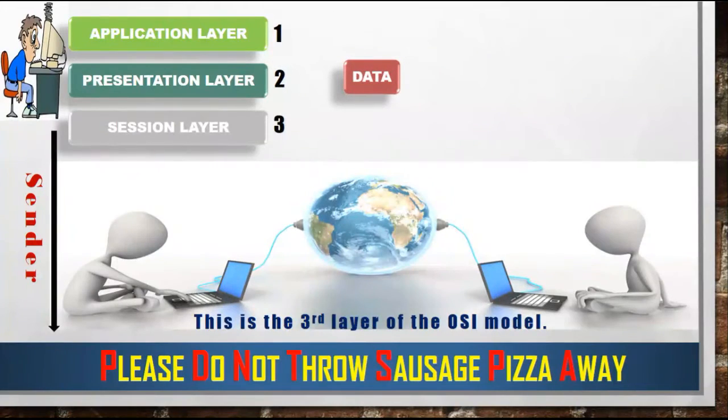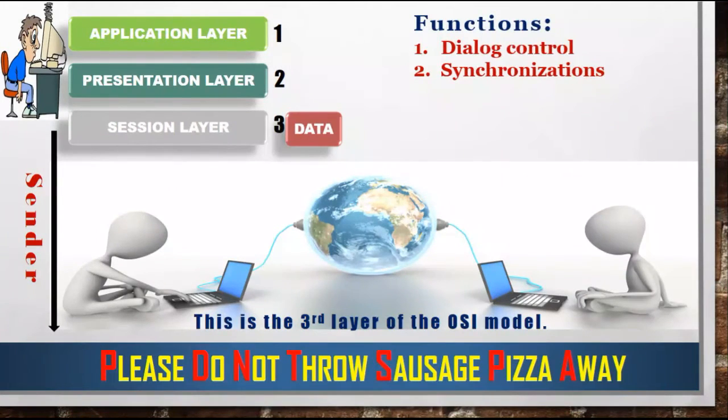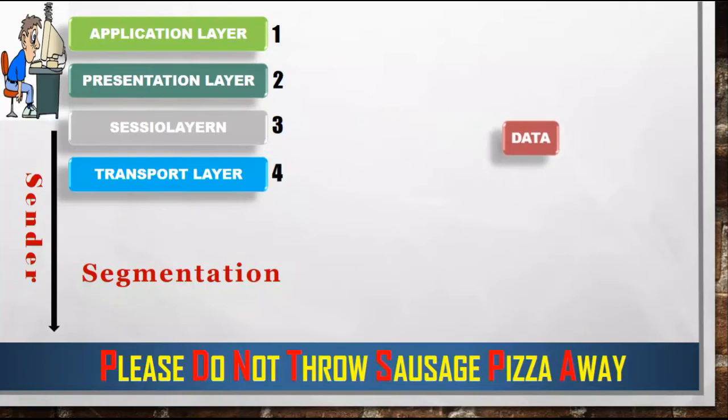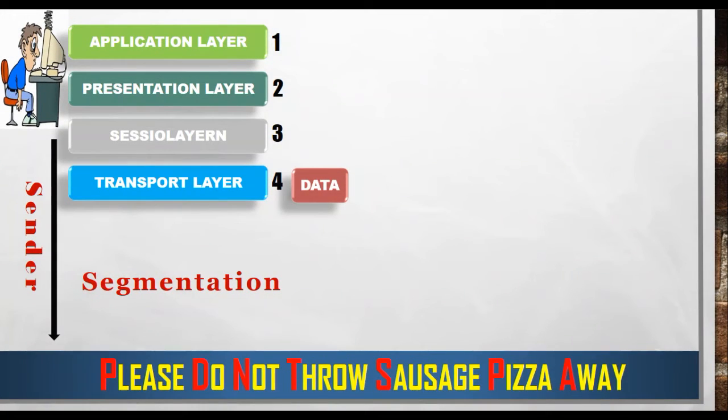And then data moves to the session layer. The session layer is responsible for establishing, maintaining and terminating sessions. The basic function of the session layer is dialog control and synchronization, and then the data moves to the transport layer. So this is all about the first video lecture.